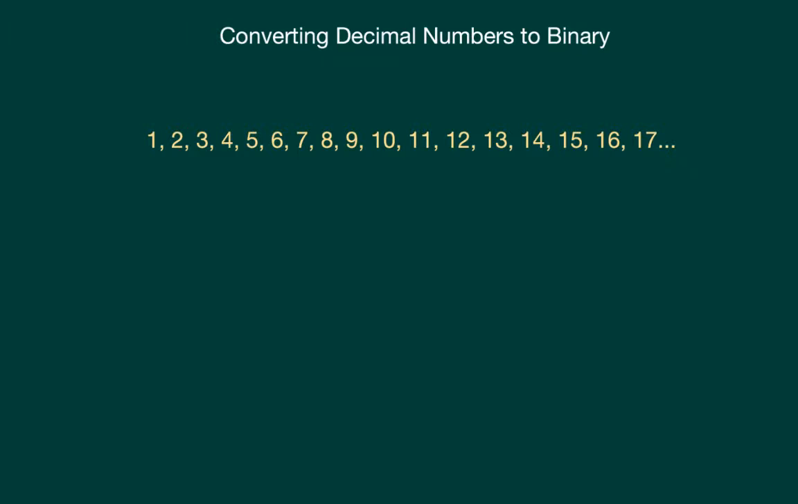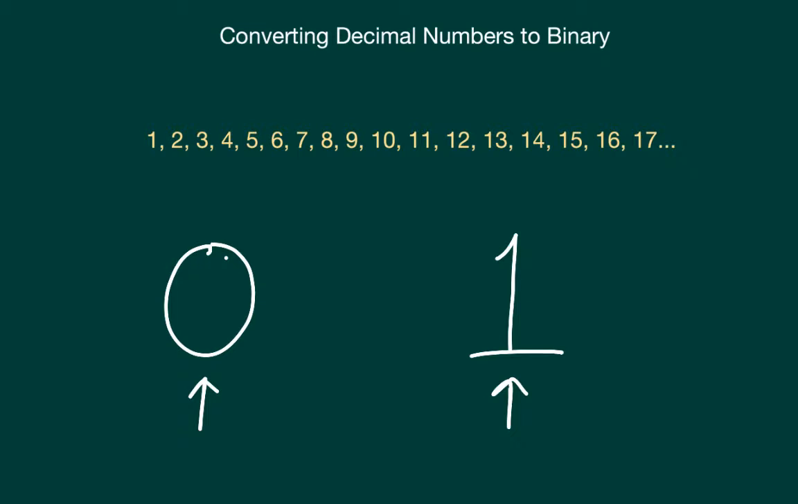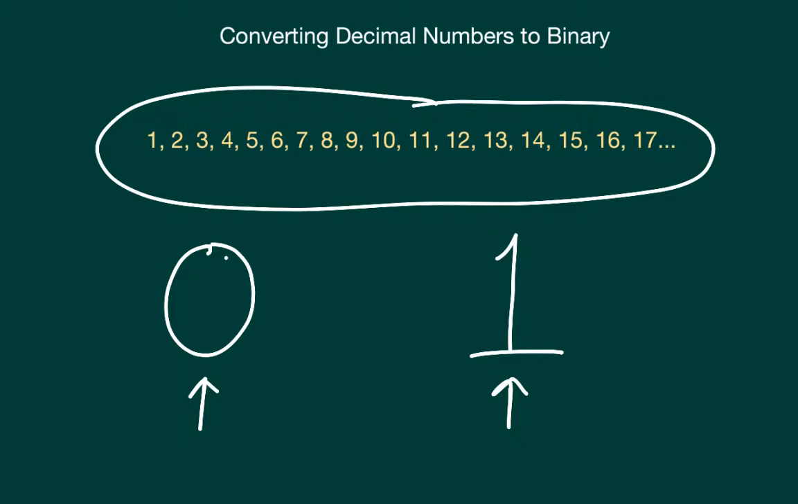But computers don't think like that. Computers only think in terms of off and on, which usually we write as 0 for off and 1 for on. So using just those two numbers, how can we possibly represent all of these? Well, let's find out.